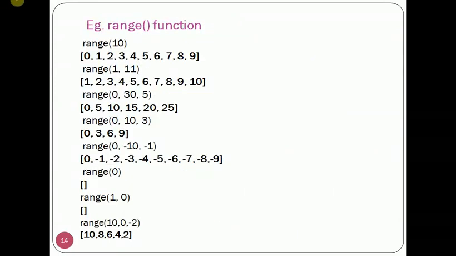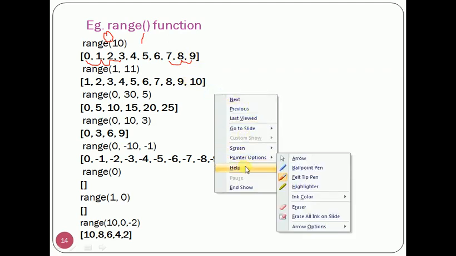Now let's see some examples. Here range 10. Here start value and the step value both are missing. If the start value is not given, it will be taken as 0. And if the step value is not given, it will be taken as 1. So it starts from 0 and the step value is 1 by default. So it is increased by 1, then again increased by 1. Like that it will continue till it reaches a value less than 10, which is 9. So the terminating value is 9. So this is how it forms if both the arguments are missing.